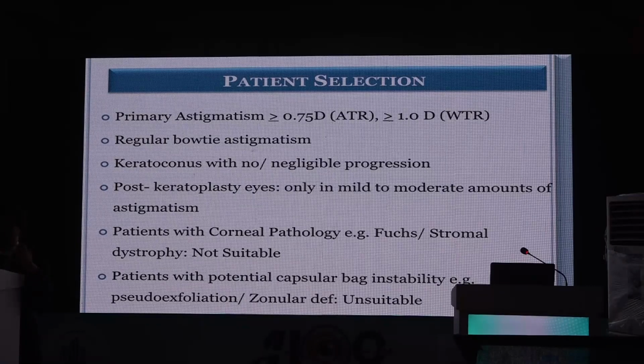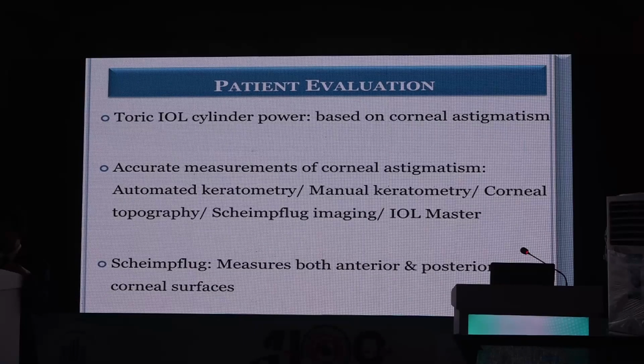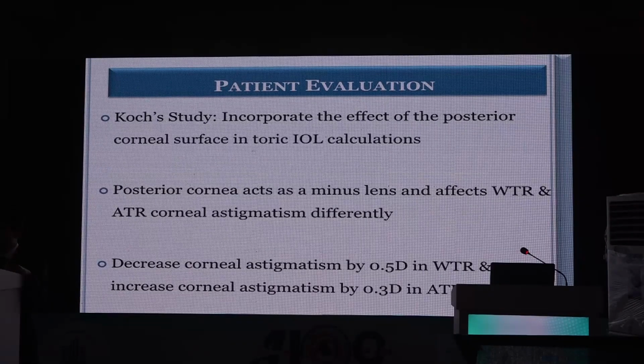In patient selection, you keep all those patients who have regular astigmatism, not irregular one. You can do keratoconus, etc., some unique cases as well wherein there is no progression, which Dr. Tushar will be discussing with all of us. Conditions wherein we may require a corneal procedure later, something like somebody having a Fuchs dystrophy or a stromal dystrophy wherein you have to do a corneal procedure, in such cases we should avoid using toric IOLs. And as I said, toric IOL cylindrical power is based on corneal astigmatism.